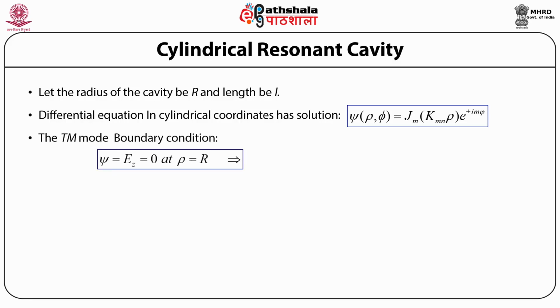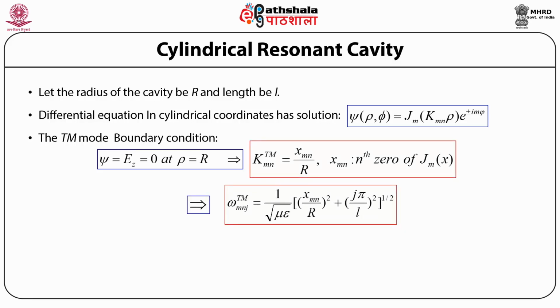The transverse magnetic mode can now be defined for the cylindrical resonant cavity as given by the boundary condition that the wave function psi, which is the z component of the electric field, is equal to 0 at rho equal to R, that is when rho is equal to the radius of the cavity, that is at the boundary, and from this the value of K_mn for the transverse magnetic mode, that is TM mode, is equal to x_mn by R, where x_mn are the nth zero of the Bessel function J_m as a function of x.